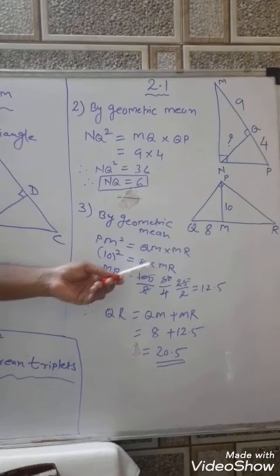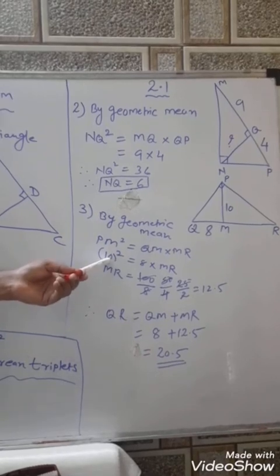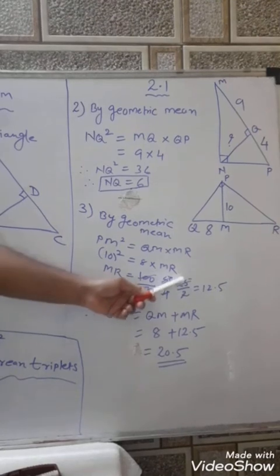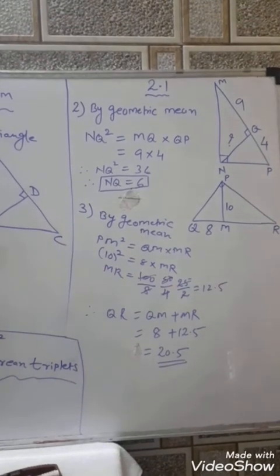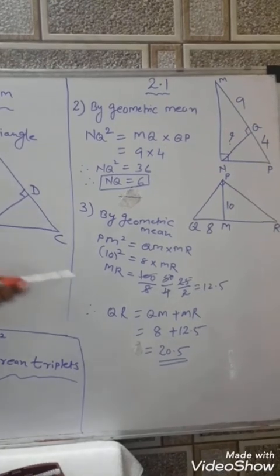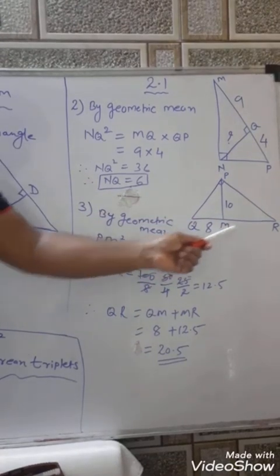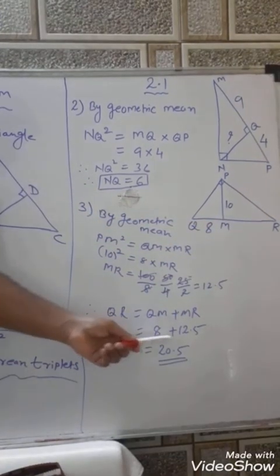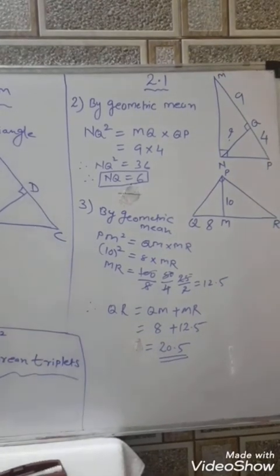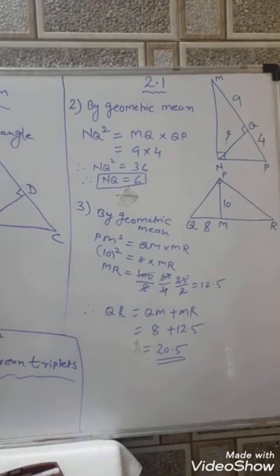QM is 8. MR you have to find. So 100 divided by 8. If you cancel the terms, you get in the end 12.5. So the MR value is 12.5, and you have to find the QR. QR is QM plus MR, that is 8 plus 12.5. So you get 20.5. That's the QR. This way we find the third one.